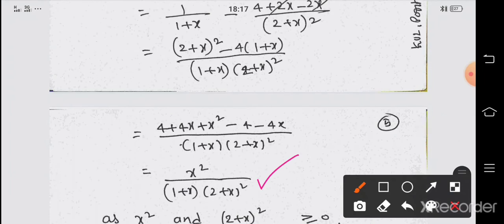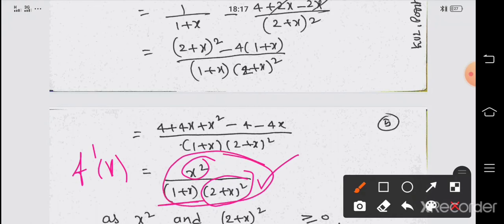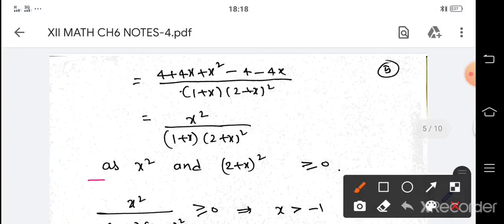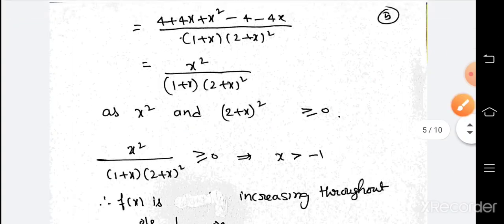As again I said, where there is a square, positivity and negativity of the function will not depend on the squares of any polynomial. Because square is always positive, the positivity and negativity of this f dash of x only depends on 1 plus x. As 1 plus x is positive, this whole thing is positive. 1 plus x is negative, this whole thing is negative. So we take 1 plus x must be positive, since x square and (2 plus x) whole square are greater than or equal to 0. So whole thing will be greater than or equal to 0.